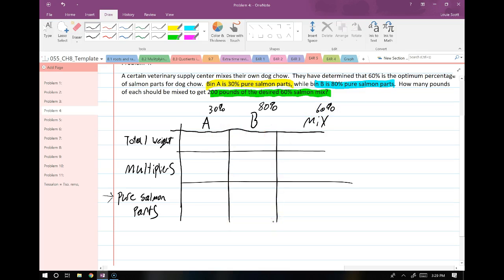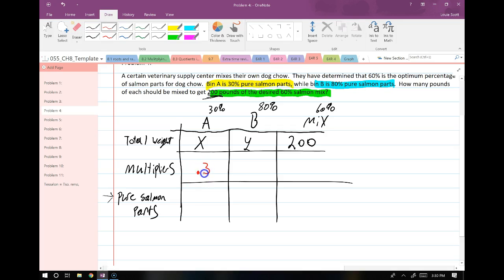Okay, so just like I usually do, I'm gonna call my total number of pounds of the A mix to be X, my total number of pounds of the B mix to be Y, and then my total poundage of mix says I want 200, good. Now this is a classic mixture problem, so I fill out all the multipliers, right? And when we're dealing with percentages, we convert those to decimals.